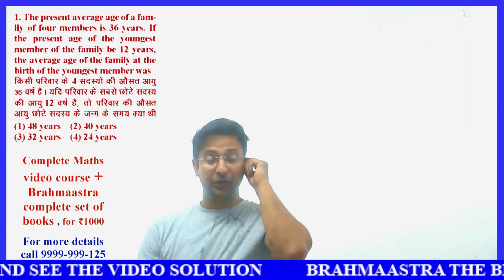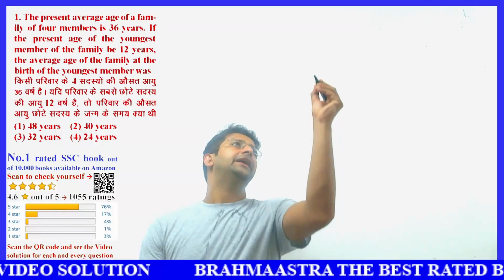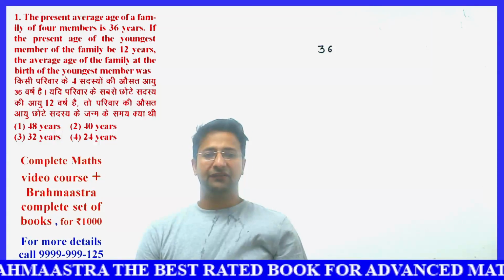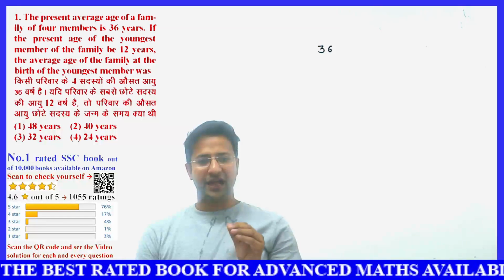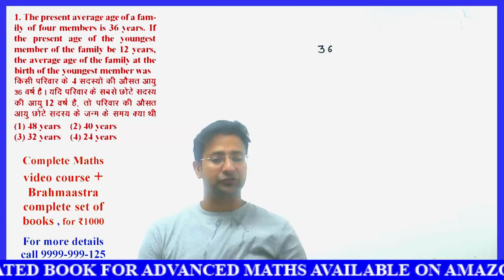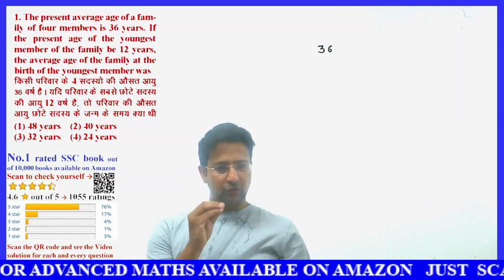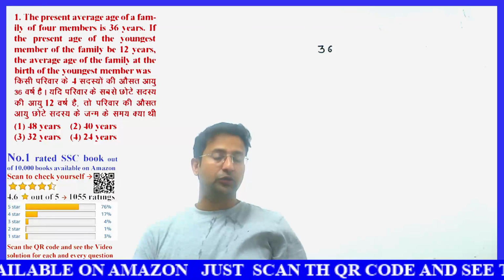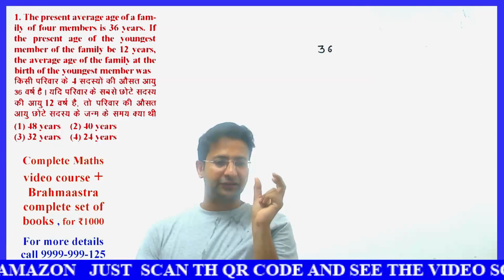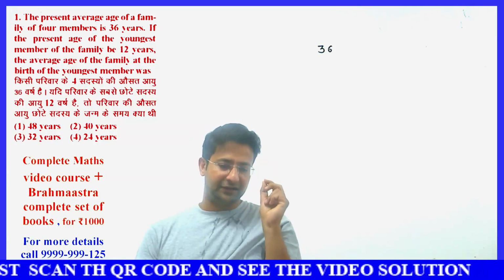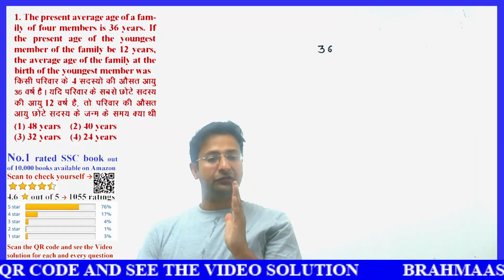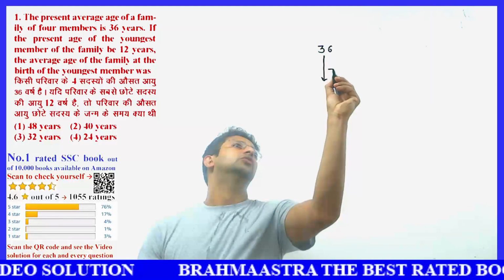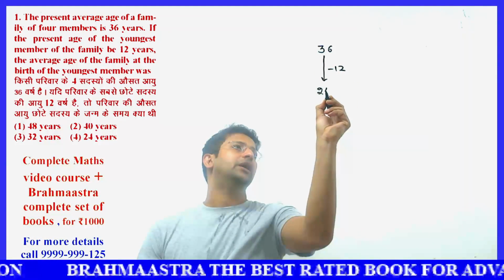The average age of a family of 4 members is 36 years. Right now there are 4 people in a family, and their average age is 36 years. If the present age of the youngest of the family is 12 years, what was the average age of the family at the birth of the youngest member? See, right now this is 36 years, the average of the family. The present age of the youngest member is 12 years. So they are asking when the child was born, that is 12 years before. What was the average age of the family? 12 years ago, the average age of the family was 36 minus 12, that is 24.